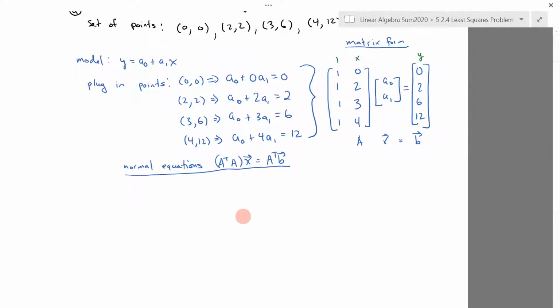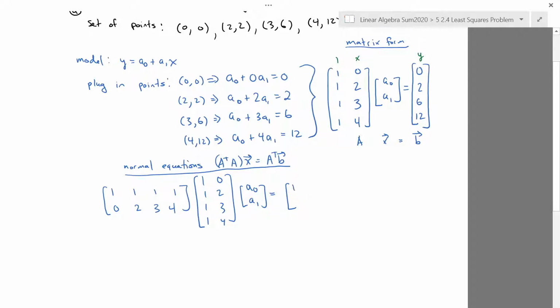Right, so taking A transpose, columns become rows, right? So now it's 1 1 1 1 0 2 3 4. This is A, then x is a0 a1 equals A transpose again, times b, which is this.